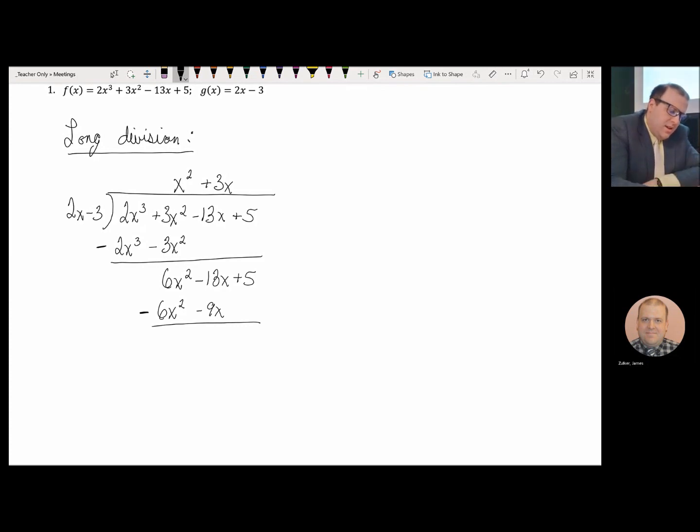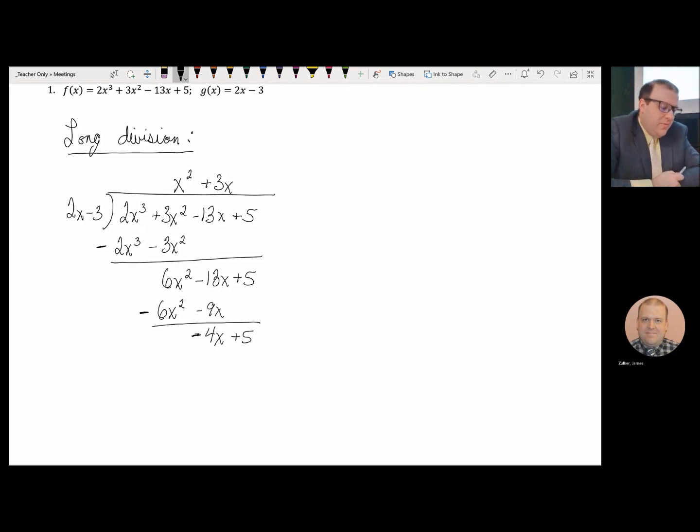Negative 13 and 9 is negative 4. What is the degree of that new term? First degree. Is that degree smaller than the degree of the divisor? No, so you have to keep going.